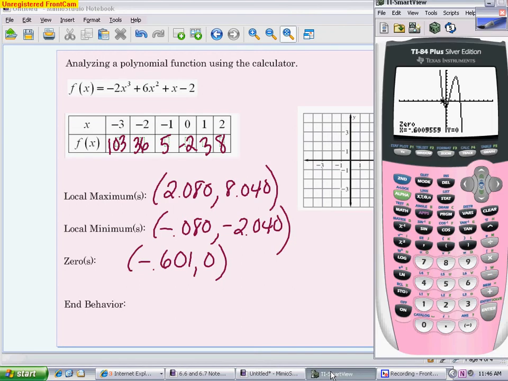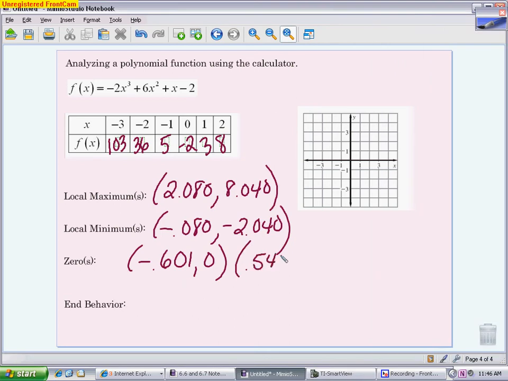Now I'm going to do it again for the next one. So go back to the Calculate menu again. I need to be before it crosses the axis, so this is fine. Hit enter. Then I need to get after it crosses the axis. I'm going to use my right arrow until it's gone through the axis. Hit enter, and one more time. There's my next 0. It is at the point 0.544, 0.5440.